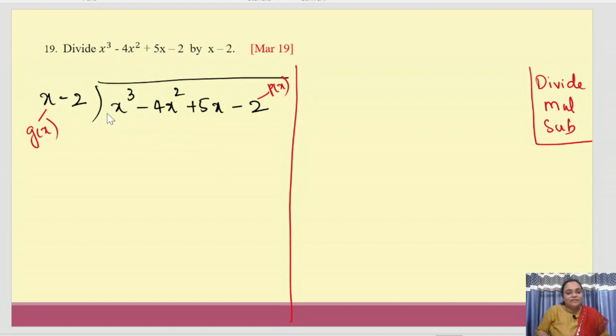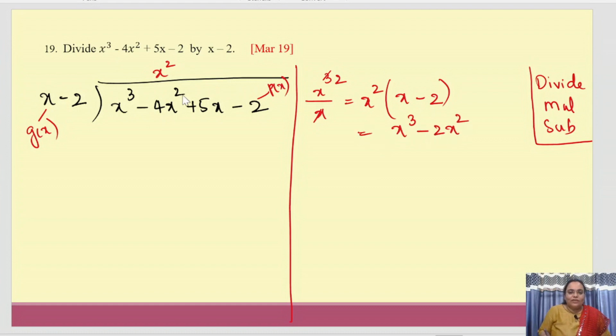So we will divide the first term of P of x, that is x cube, with the first term of g of x, that is x. You will get x square. This is the first term of Q of x. The next step is multiply. You will multiply x square with x minus 2, that is g of x. You will get x cube minus 2x square. So you will write it here.